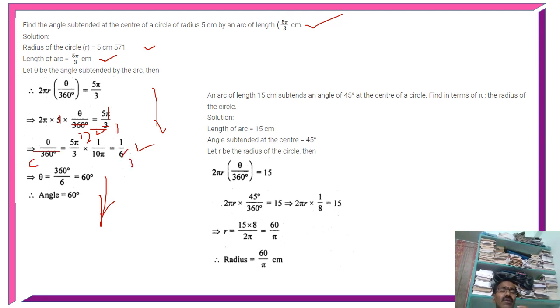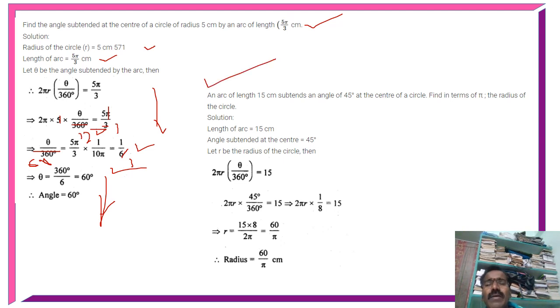Here they did it another way. No rule for cancellation, no rule to follow. Whichever method we are explaining, theta is 360 by 6, which is 60 degrees. Angle of sector: when length of arc or area of sector is given, and radius is given, any two values given, the third value we can find by using this model. Let us go with the next problem.